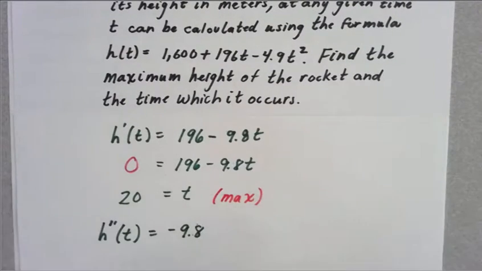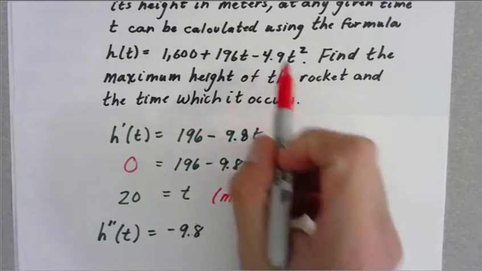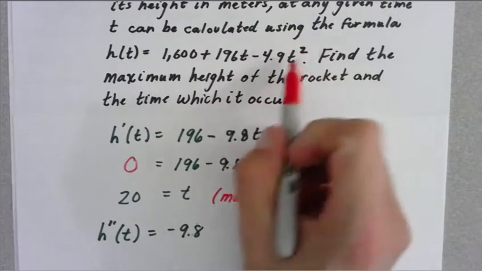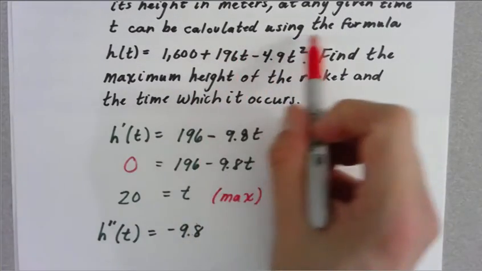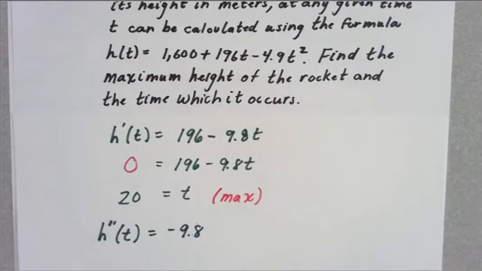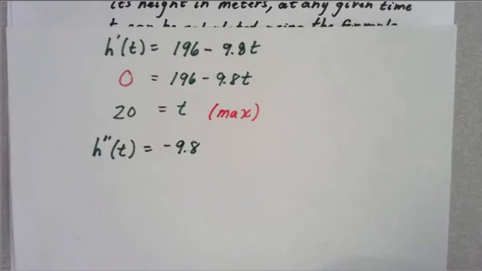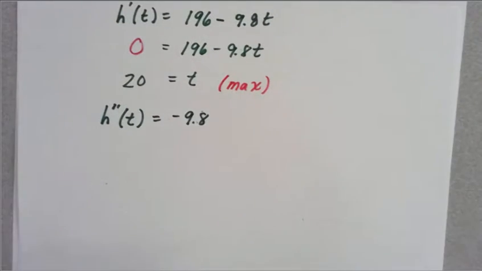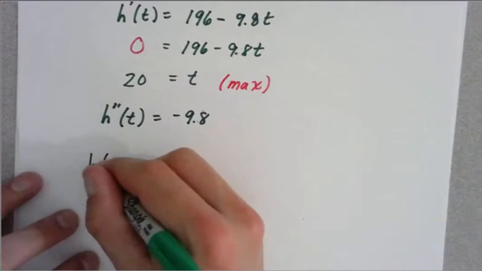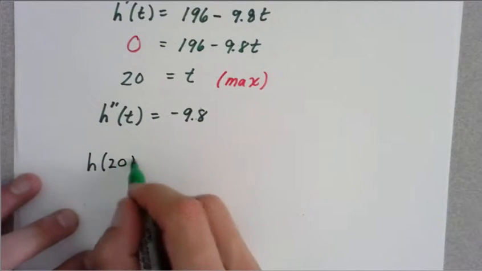So we've got our t. t was in, I think, seconds. The height was in meters, and t can be calculated at a given time. It doesn't say the time, so we'll just say t is 20, probably seconds. But we want to know the maximum height. So we know that t is 20, and to get the maximum height, we have to find h of 20. We've got to plug that back into the original.